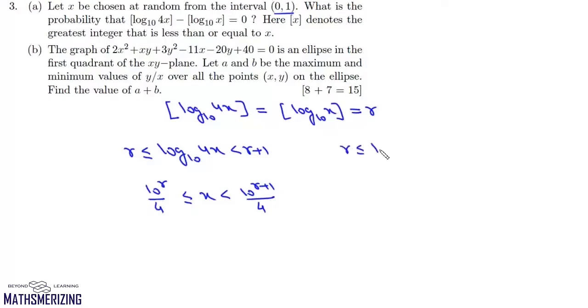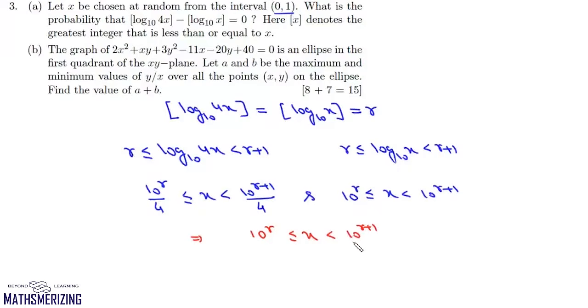Again, this log x base 10 will lie between r and r plus 1. So it will be greater than or equal to 10 to the power r but less than 10 to the power r plus 1. Now there is an AND condition between these two results. So if we take the intersection of both the conditions, we'll get x should be greater than or equal to 10 to the power r, but it should be less than 10 to the power r plus 1 by 4.